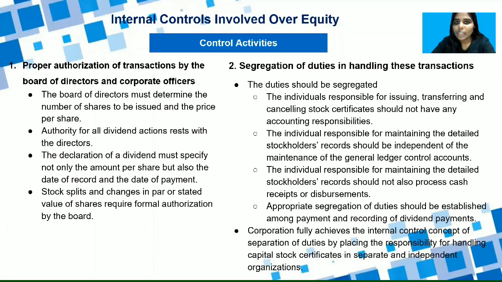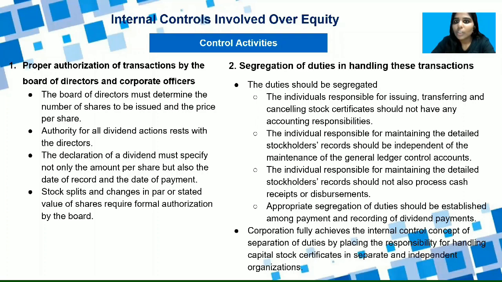The duties should be segregated so that the individual responsible for issuing, transferring, and cancelling stock certificates should not have any accounting responsibilities. The second one is that the individual responsible for maintaining the details of owners' records should be independent of maintenance of general ledger control accounts.